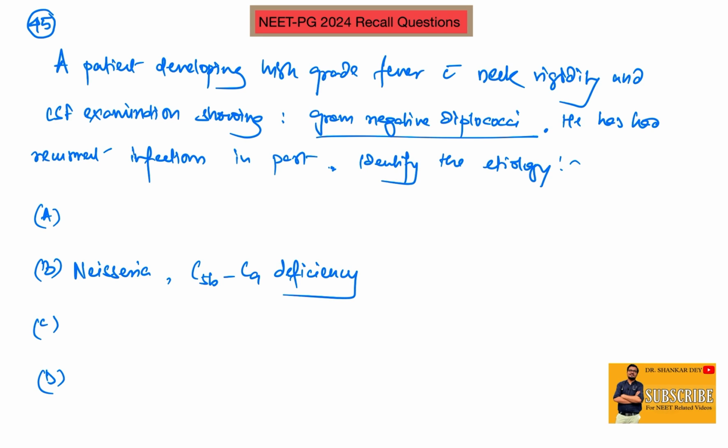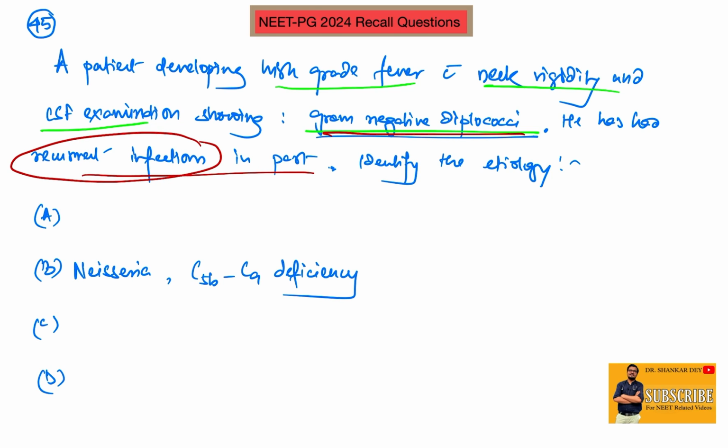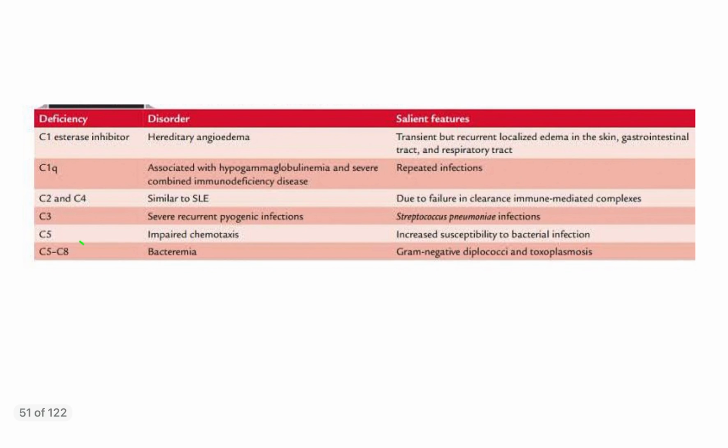A patient developed high-grade fever with neck rigidity. CSF examination showing gram-negative diplococci. She has had recurrent infection in the past, so there may be some immunocompromised state. So, identification of etiology: Neisseria infection is much more common in C5 to C8 deficiency. In this disorder, bacterial infection is very common, especially with gram-negative diplococci like Neisseria gonorrhoeae or Neisseria meningitidis, and toxoplasma infection is also common.